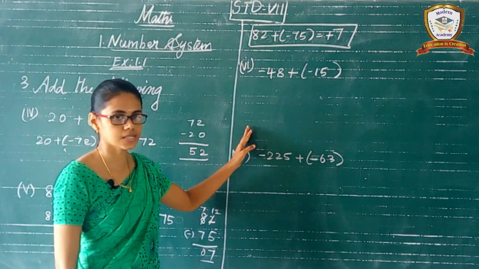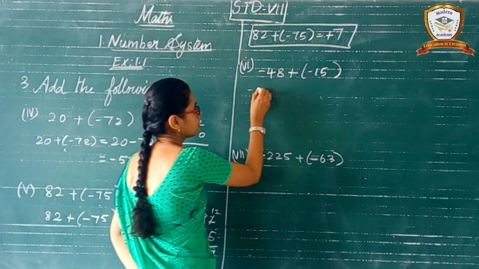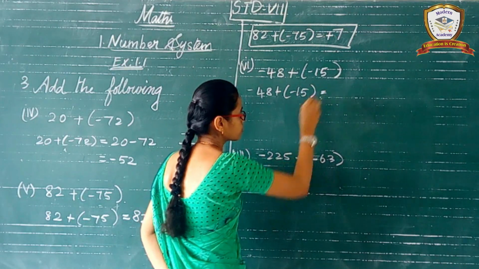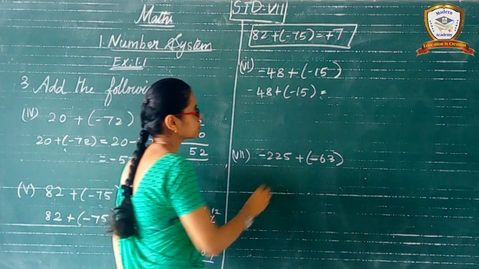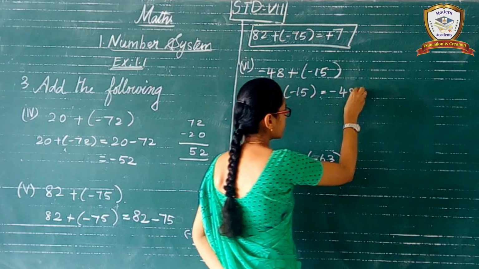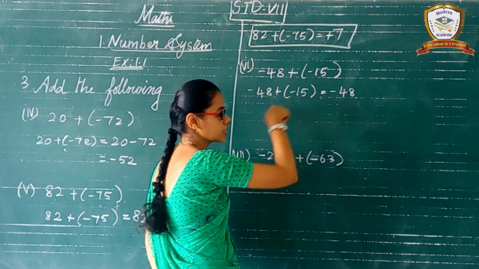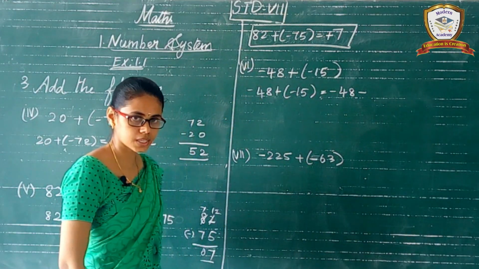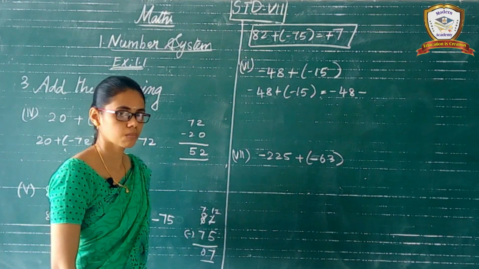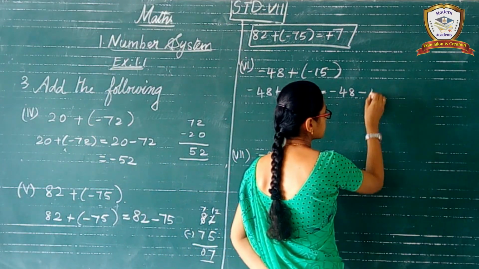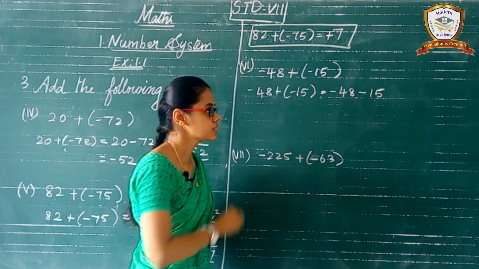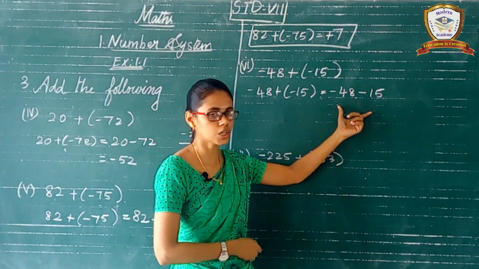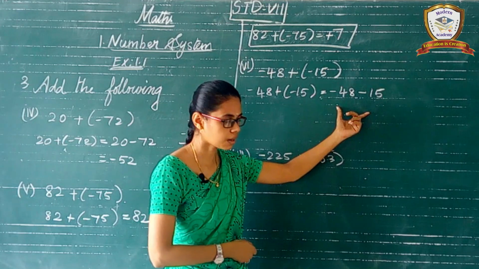Next, we go to the next sum. Sixth sum. See, minus 48 plus of minus 50. The same like that. First we remove the bracket. Minus 48 plus into minus, what's that? Minus. Because different sign. So we need to mention the sign minus. So the remaining as it is you want to write here. Same like that, different sign, isn't it? So different sign means we need to subtract the number.